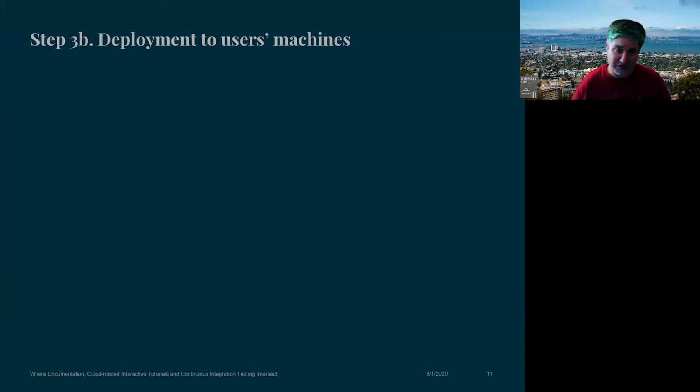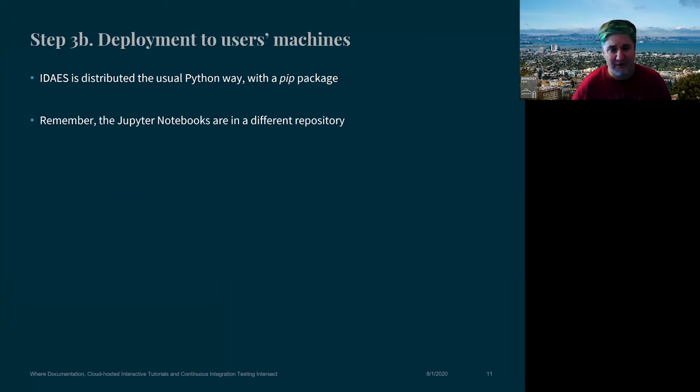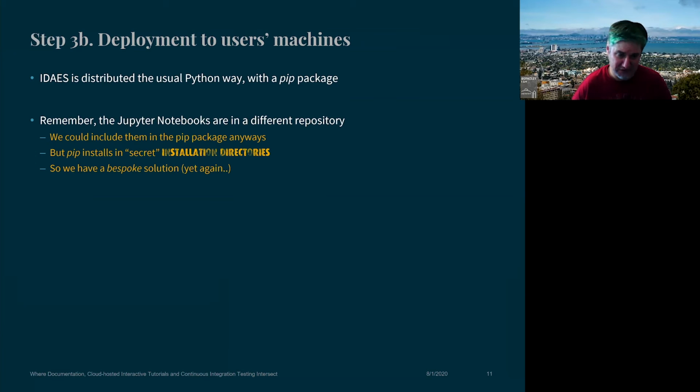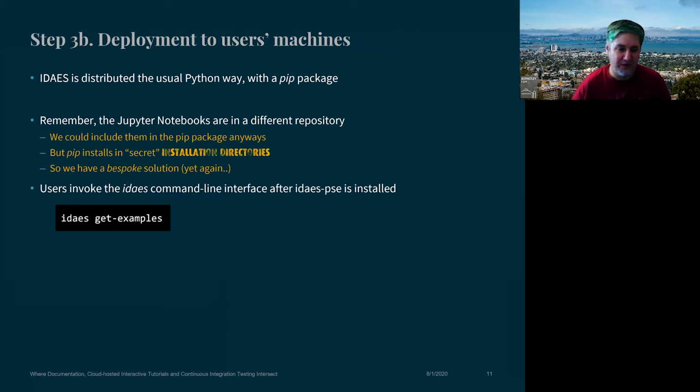And then for deployment to the user's machines, the package is distributed in the usual Python way. But if you remember, the Jupyter Notebooks are in this different repository, which we could include in the package. But the real problem is that the package wants to install everything off in some secret installation directories. What we really want to do is just install them right in front of the user so they can access them and browse them. And so the way we do this is we added our own simple command line interface that goes and fetches the examples into a local directory.